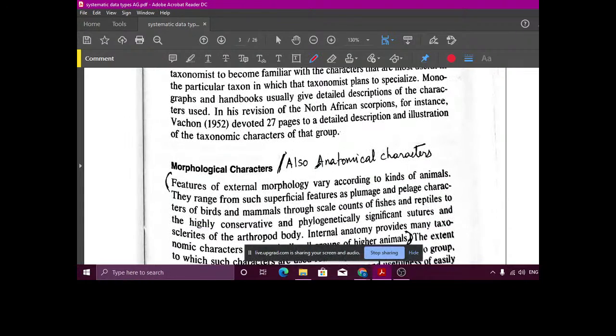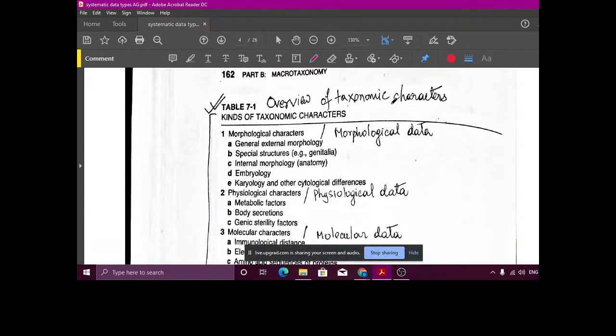So let us look at this table. Table 7.5, overview of taxonomic characters. The first one is the morphological characters, or some people have written it as morphological data. Morphology is the external features of an organism: whether it is tall, dark, whether it is circular, whether it is square, how you look.